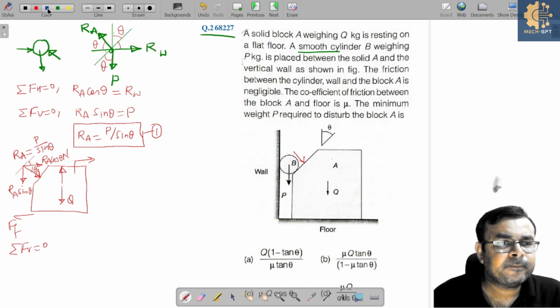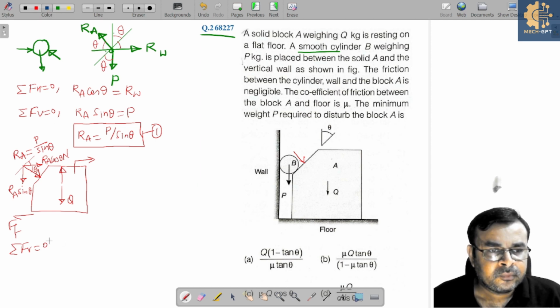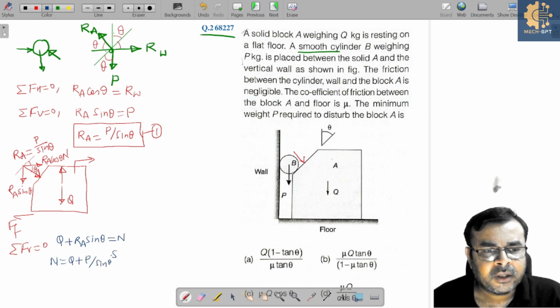So again if you apply summation of vertical force is equal to 0, so simply we can say Q plus Ra sin theta is equal to n, and actually we need to determine n, yes or no. So what about n? Q plus Ra. Ra is given, that is P over sin theta into sin theta. So simply here we get n is equal to Q plus P. And let's say this is equation 2. Is it clear?